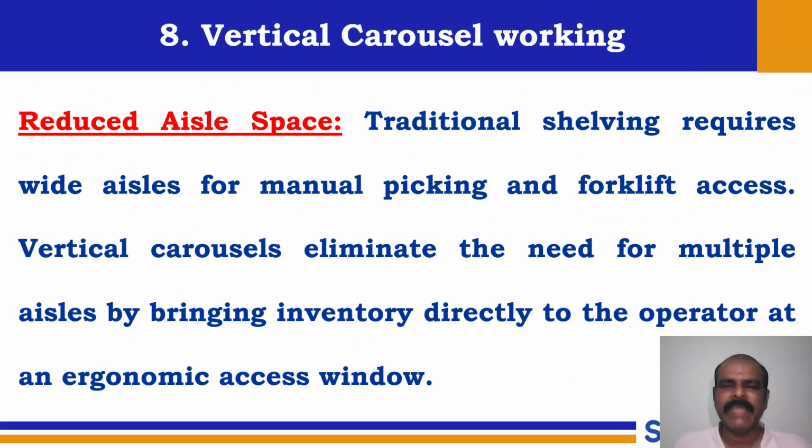Reduced aisle space. Traditional shelving requires wide aisles for manual picking and forklift access. Vertical carousels eliminate the need for multiple aisles by bringing inventory directly to the operator at an ergonomic access window. So the operator need not climb. Wherever their position is, just by accessing the buttons, they can get the items.